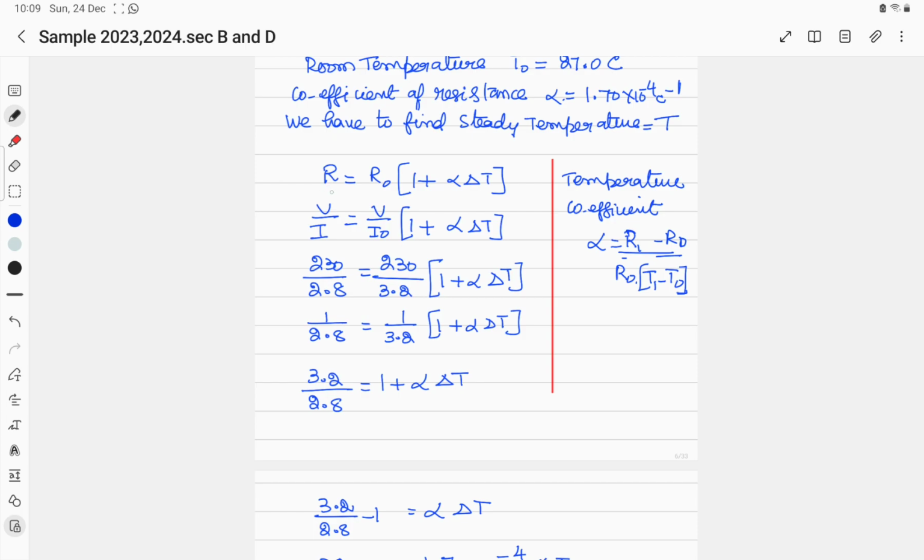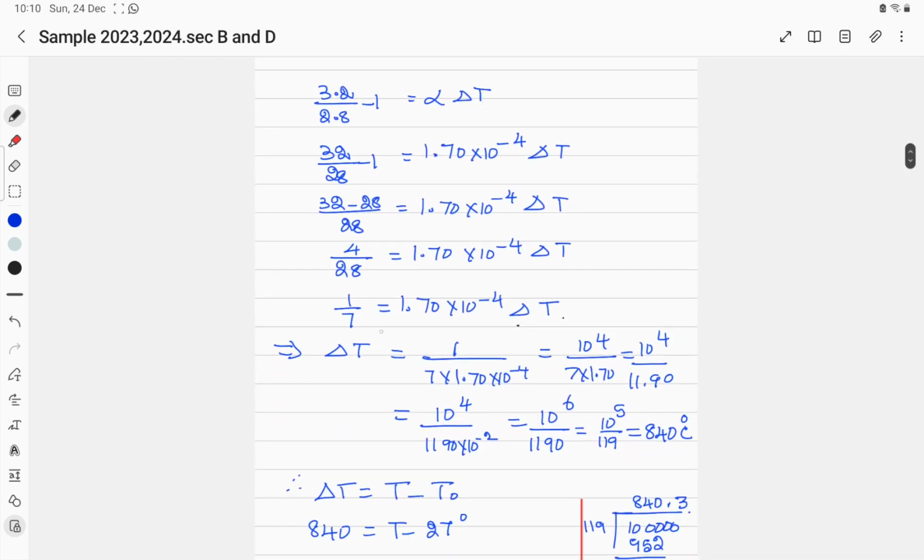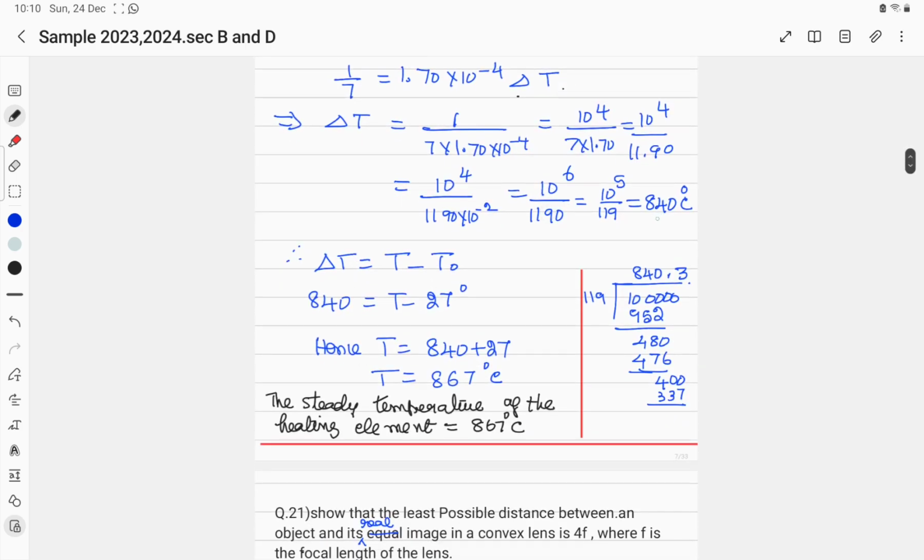We know the formula, R is equal to R0 into 1 plus alpha into change in temperature. R is equal to V by I, that is V by I naught into 1 plus alpha into change in temperature. If we replace the given values, we get 1 by 7 is equal to 1.70 into 10 power minus 4 into change in temperature. Therefore, on solving we get the change in temperature is 840 degrees Celsius.